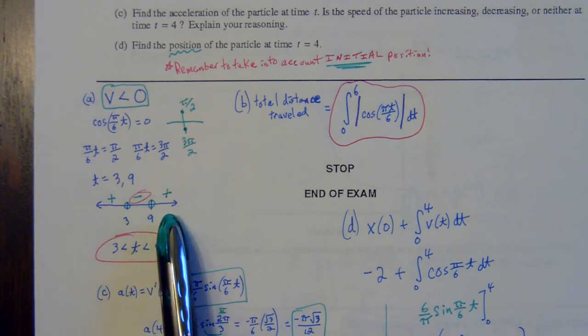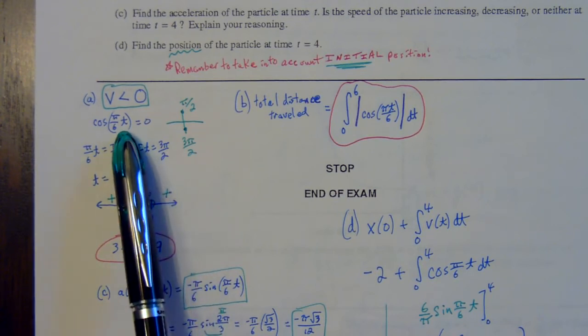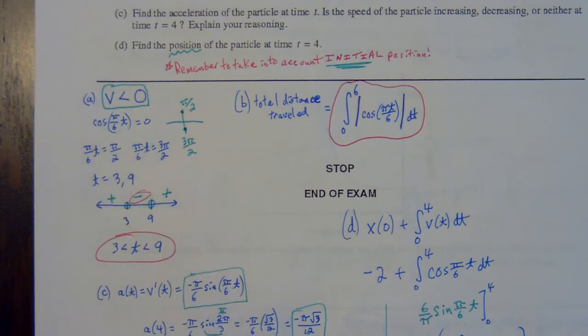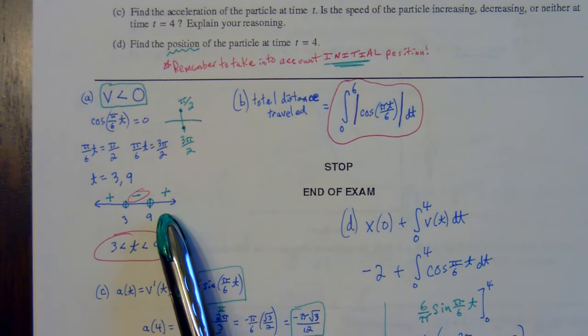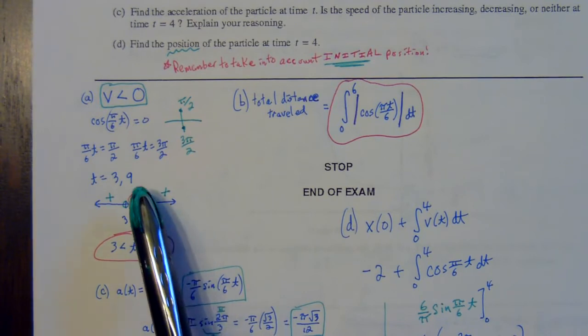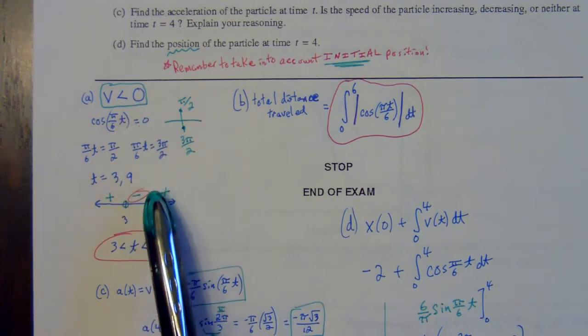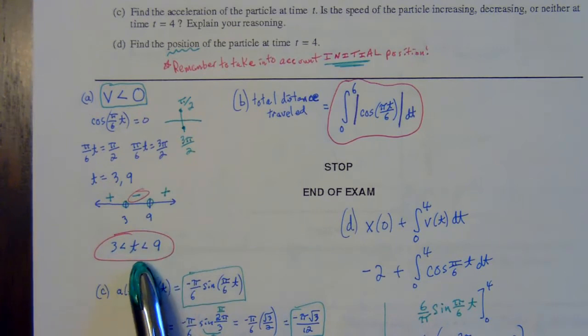And if you plug in like a 10, that's the cosine of like 10 pi over 6, which is 5 pi over 3, which is in quadrant 4. And if that's in quadrant 4, we know from the all students take calculus that your cosine is positive in quadrant 4. And so what you're looking for is less than 0, and that's where we're getting in between the 3 and the 9 right there.